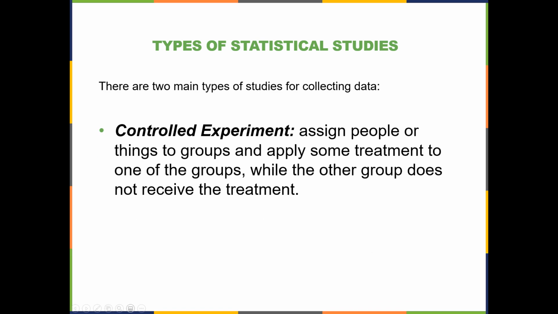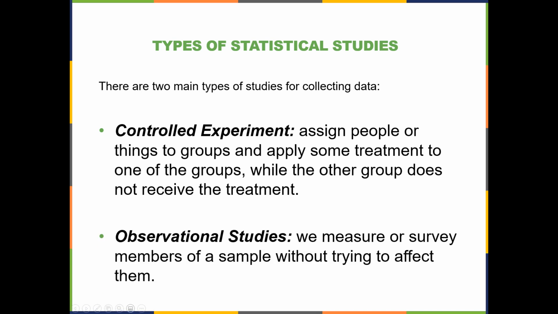Controlled experiment. Assign people or things to groups and apply some treatment to one of the groups while the other group does not receive the treatment. Observational studies. We measure or survey members of a sample without trying to affect them.